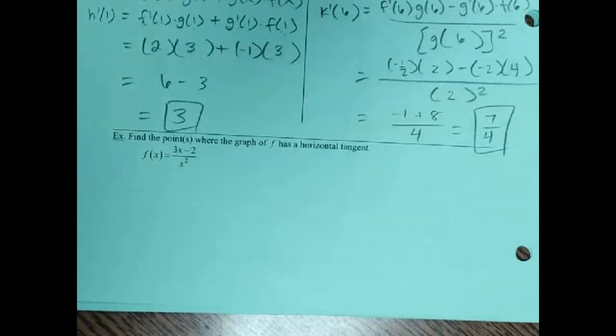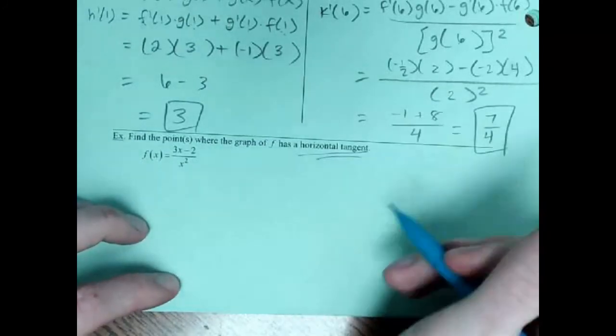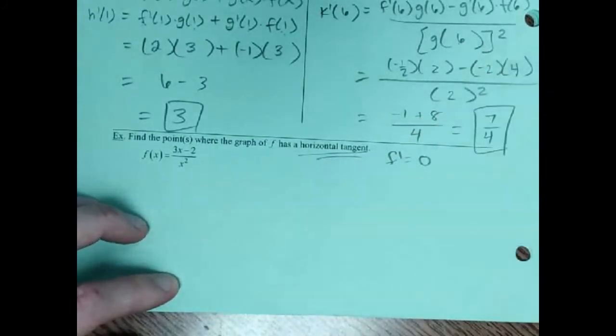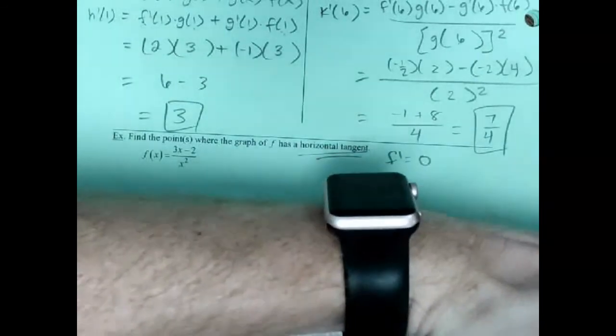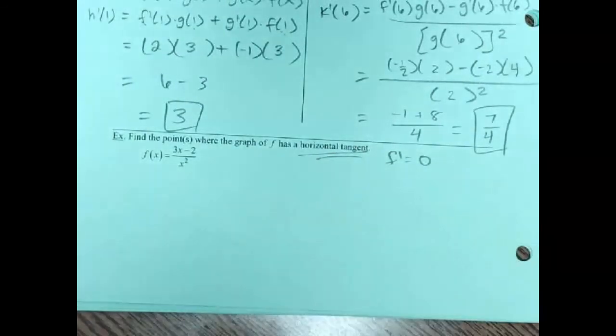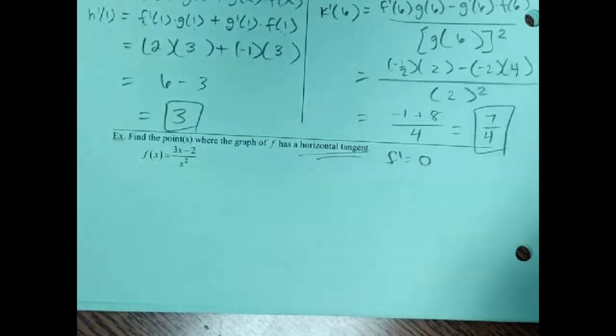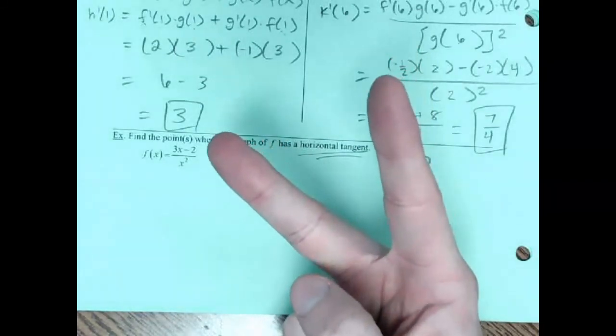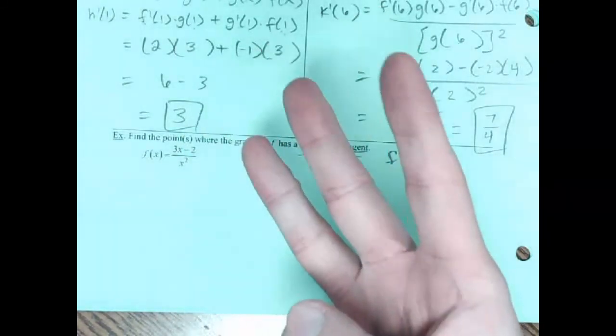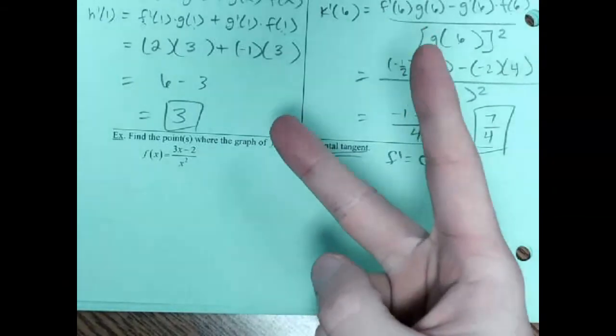Find the points where the graph has a horizontal tangent. Remember, horizontal tangent means the derivative must be 0. Horizontal line means the slope of that line is always 0. Therefore, the derivative must be 0. So 3 steps: take the derivative, set it equal to 0, solve for x.